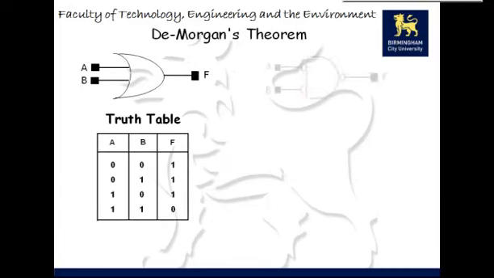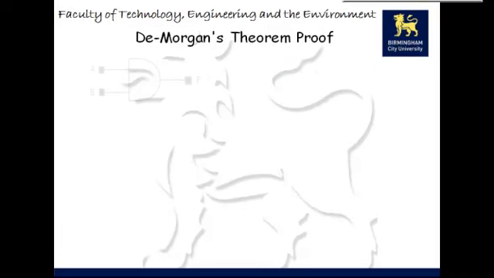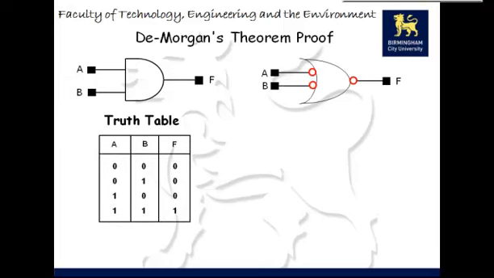Truth table. A 2-input OR gate is equivalent to a 2-input NAND gate with inputs inverted. A 2-input AND gate is equivalent to a 2-input NOR gate with inputs inverted.